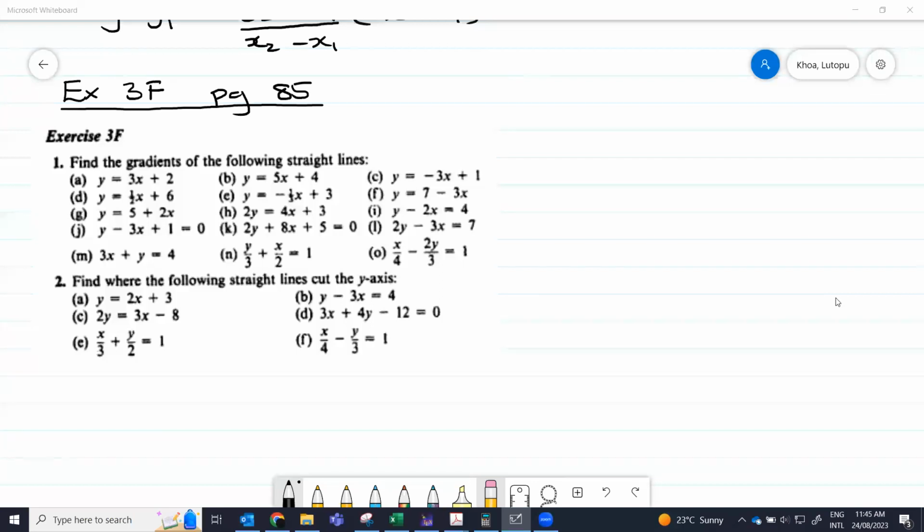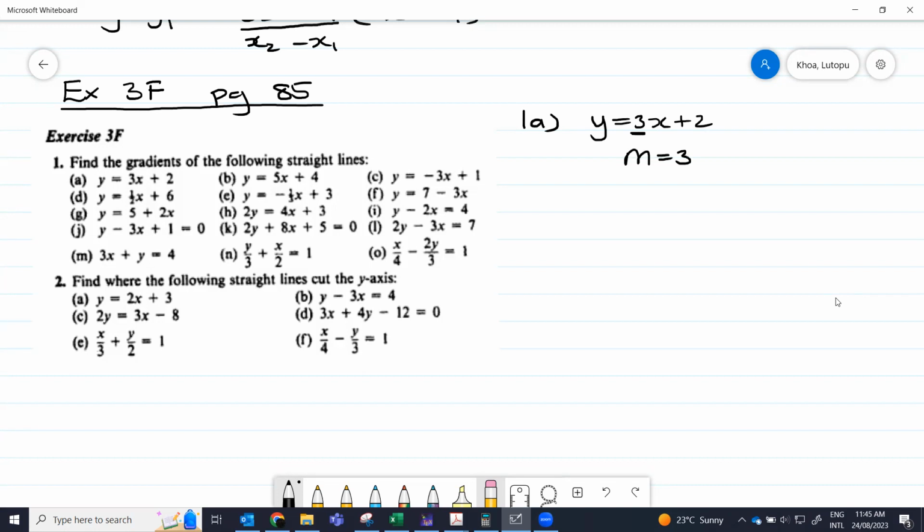Okay, question 1. A says find the gradients of the following straight lines. So this equation y is equal to 3x plus 2. It's already in standard form. So all you need to do is look at the number in front of the x, or the coefficient of x. So here our gradient is equal to 3.